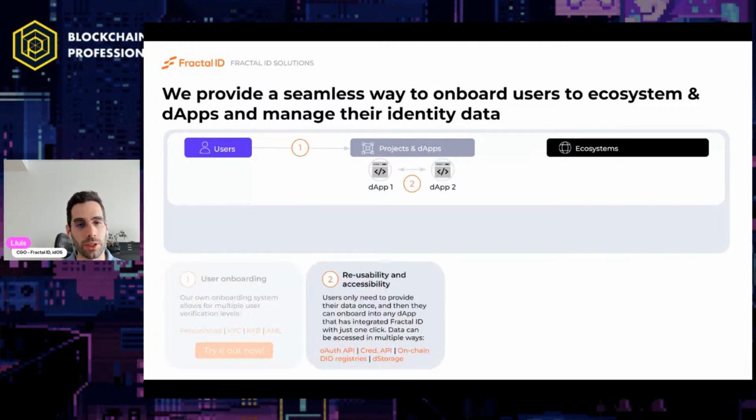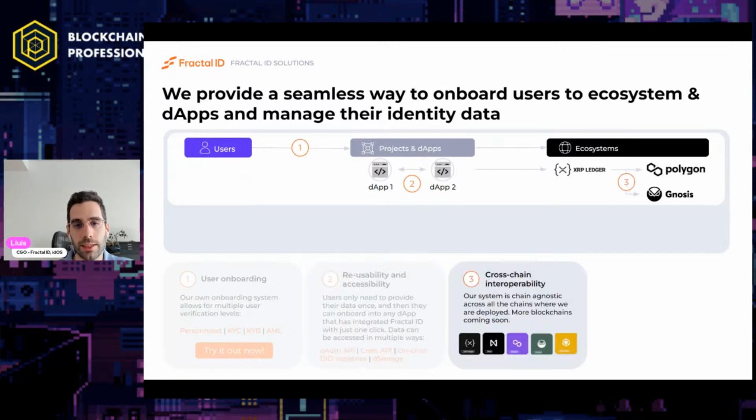With our solution, we have the onboarding, but the interesting thing here is that we also have reusability. Once a user has verified themselves once to a certain level of verification, which could be KYC, for instance, they don't need to KYC every time they work with a new application. They can just reuse all that data, so they don't need to go through the whole tedious process again. At the same time, we offer different ways, with different degrees of decentralization, in which dApps can work with that. The interesting thing about this system is that even though we focus on Web3 and only have Web3 clients, it's a fully interoperable system, so it works across the blockchain ecosystems that we are working with.